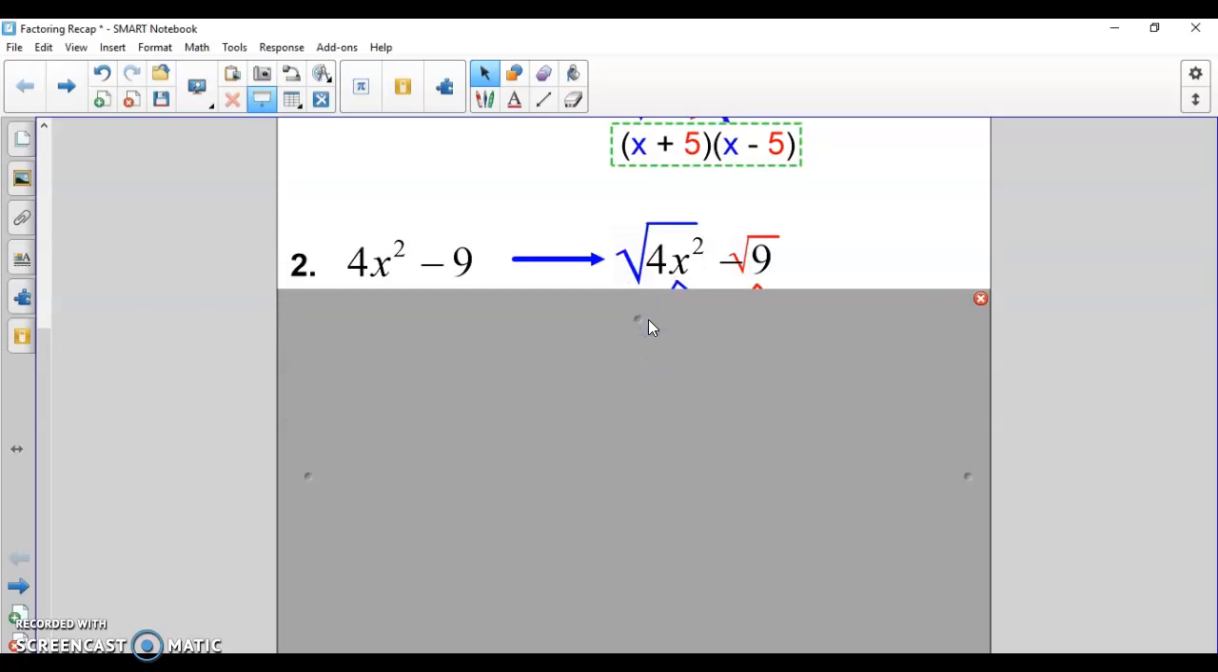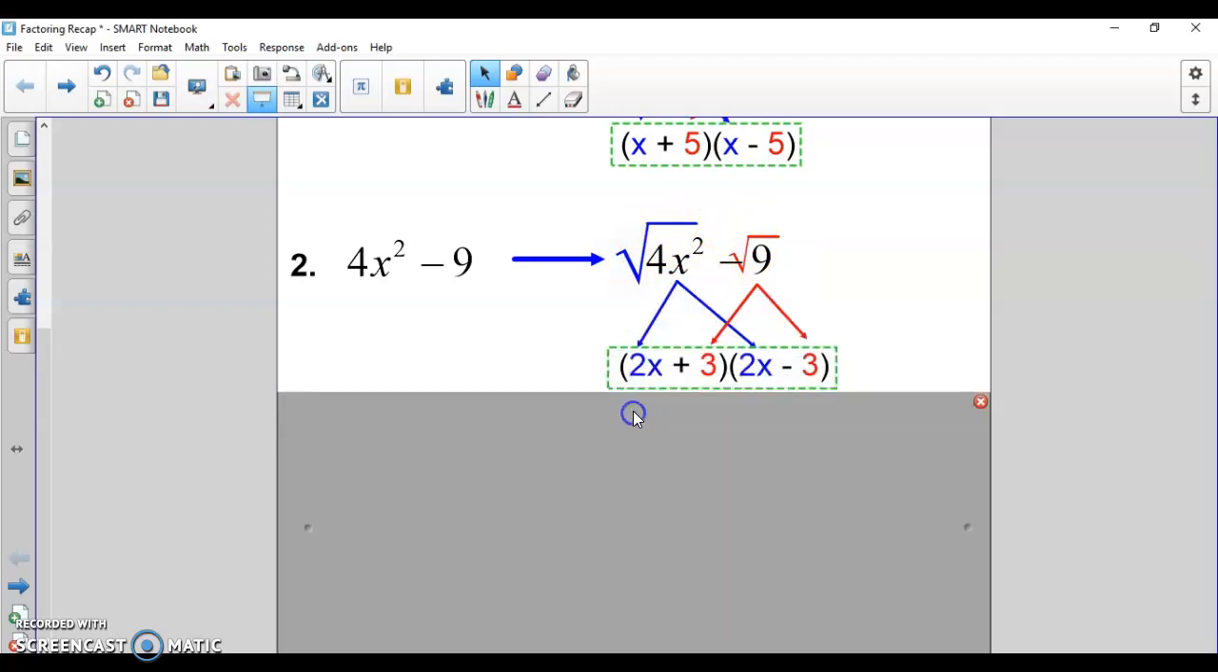So, 4x squared minus 9. Square root of each one. Square root of 4x squared is 2x. So that 2x goes into each spot there. Square root of 9 is 3. So 3 and 3. One's a plus, one's a minus.